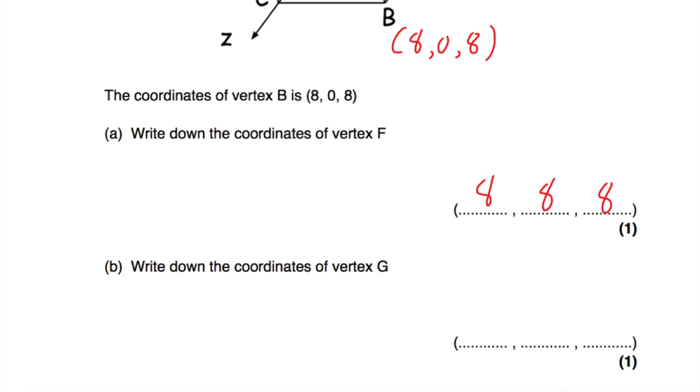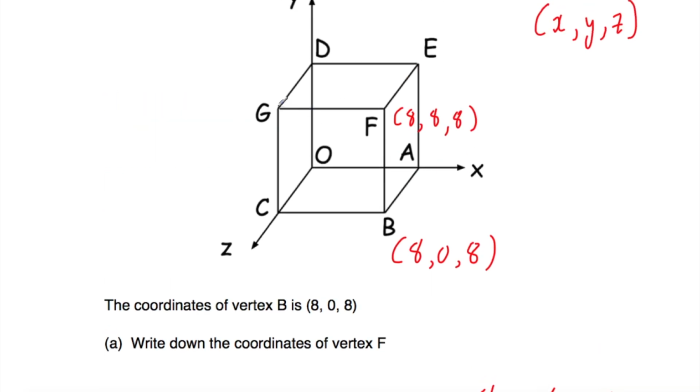Okay, part B. Part B says write down the coordinates of vertex G. Vertex G is this one here. To get to this point, we're not going to be going across in the x-axis direction. We're going to be going up 8 in the y-axis direction and then 8 forward in the z-axis direction. So the coordinates of this point G will be 0, 8, 8.